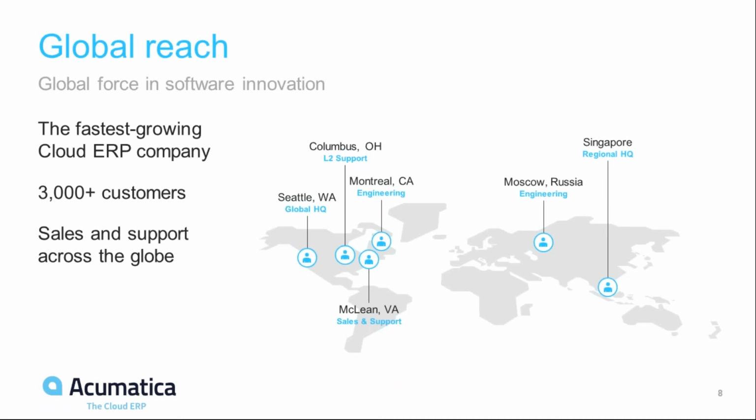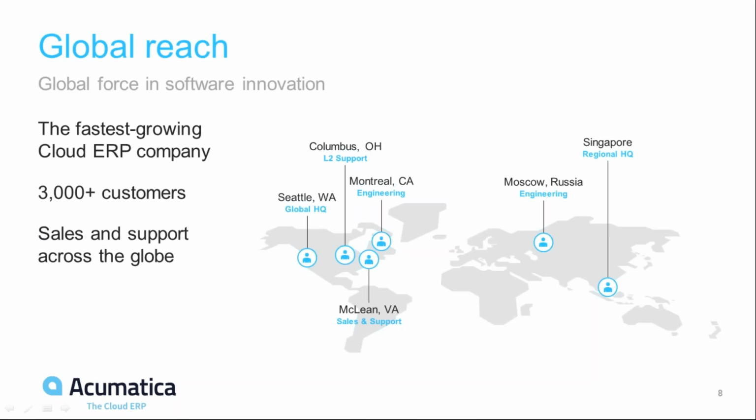Acumatica is an international company. It's based in Seattle, but they have offices basically around the world. The only office I don't have on this map is they have a new one in Mexico City. But we see most of the development coming out of Mexico, Moscow, or Montreal, and then the support coming either out of Seattle, Columbus, or Virginia. And then we've got a couple other small offices around, but this is it.